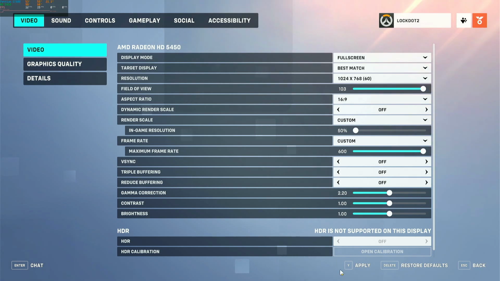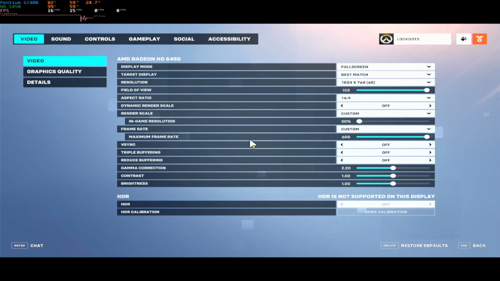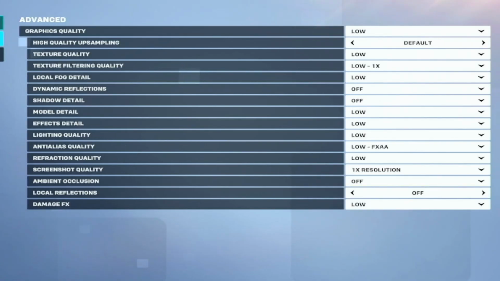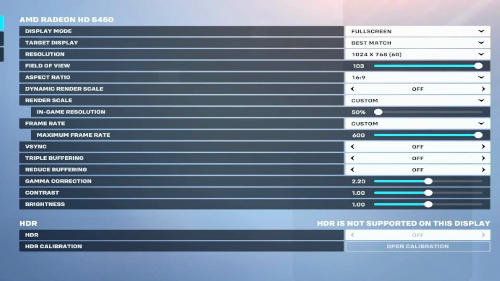I really don't recommend playing Overwatch 2 on an AMD HD 5450, but if you have it, you can if you don't mind this resolution. And to be honest, if you have an HD 5450, you're kind of used to this resolution, so there's that.